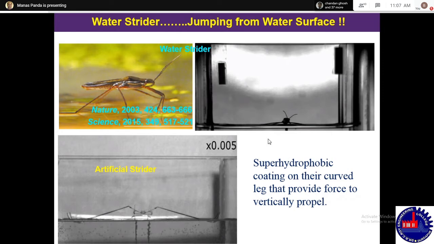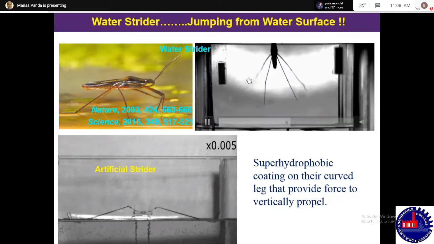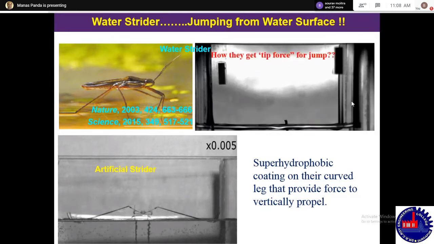So you should have the tip force so that you accumulate the potential energy, which can be converted to kinetic energy. Now this water strider, you can see the video from here. They can jump from water. So how do they get the tip force? In order to jump, they need to get the tip force.